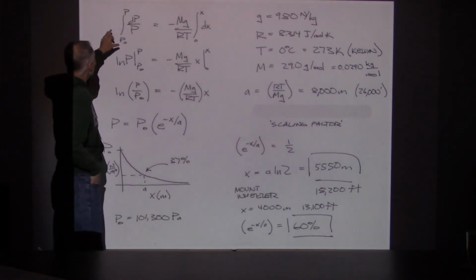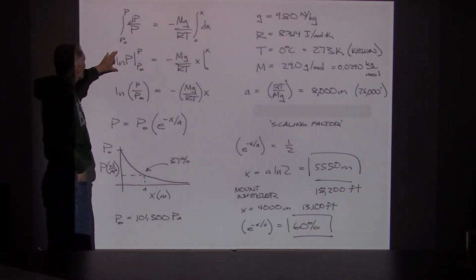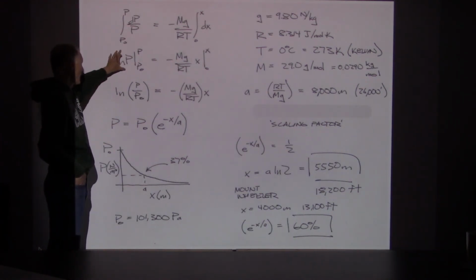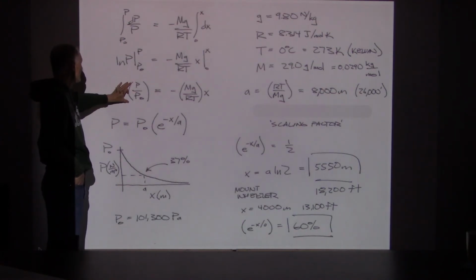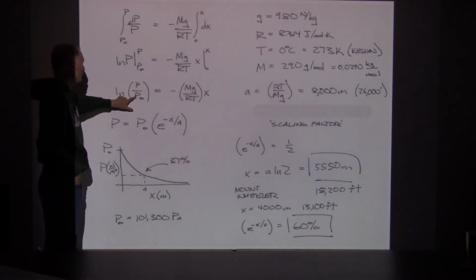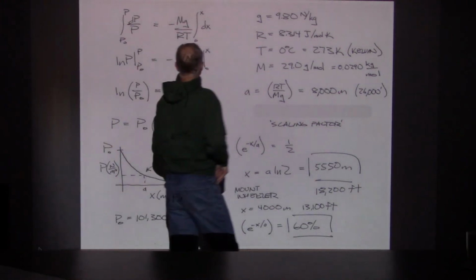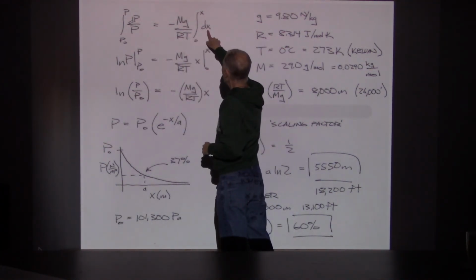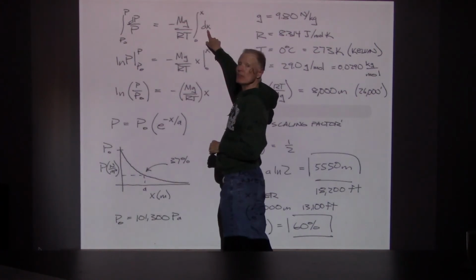So I'm going to integrate this left side. That becomes the ln of p, from p naught to p. And then for logarithms, I can evaluate those two limits. That'll give me the logarithm of p over p naught. Meanwhile, on the other side, I don't have any x dependence other than dx.